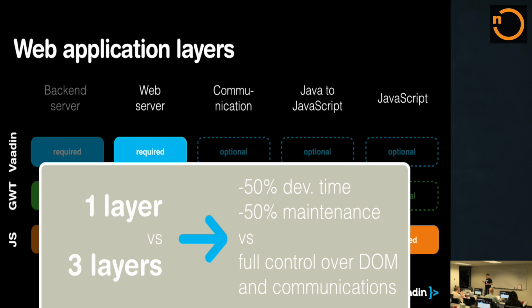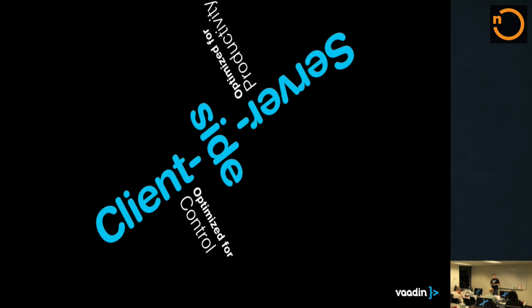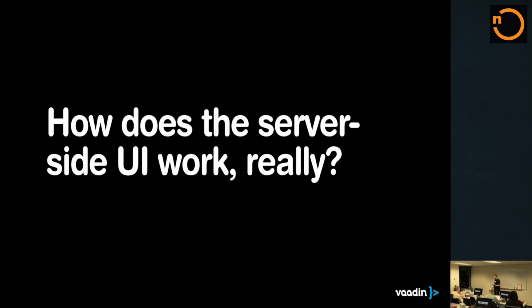You know when the AJAX calls are shot over the wire, you know how the DOM is manipulated exactly. So you have more control in the three-layer approach. So more productivity with the server-driven or server-oriented approach, and more control with the client-driven approach. I guess the client-driven approach needs no introductions.